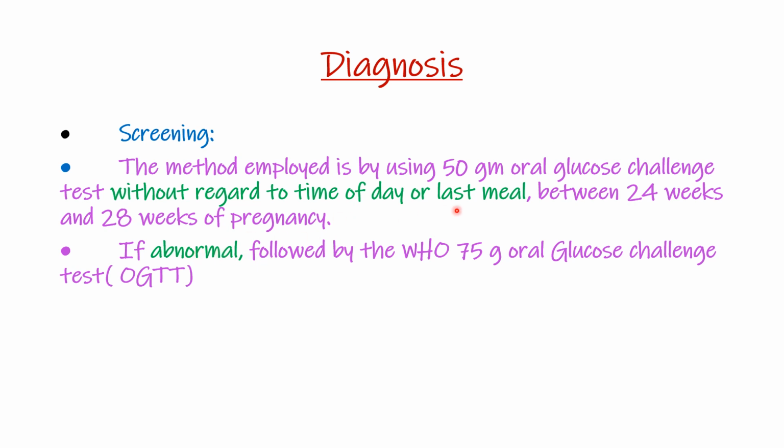So if it's abnormal, if the 50 grams of oral glucose challenge is abnormal, then you give 75 grams of oral glucose challenge to detect if you have gestational diabetes or not. I hope you have really understood.